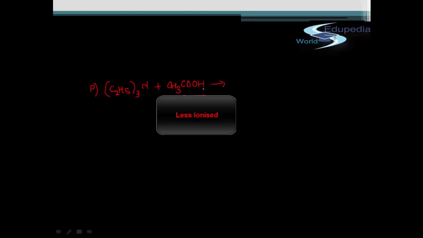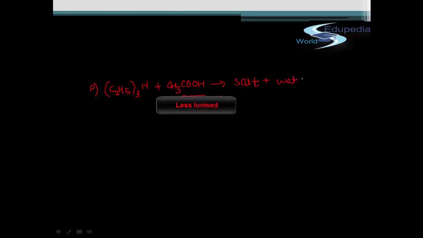What will happen as a result of this reaction? As a result of this reaction, we will get a salt plus water. Okay, and as we all know that all salts are strong electrolytes. Fine. So what is going to happen is that the number of ions in the solution will increase, and as a result of that, if we plot a graph of conductance versus progress of reaction, what will happen is that initially as the number of ions is increasing, the conductance of the solution is going to increase.